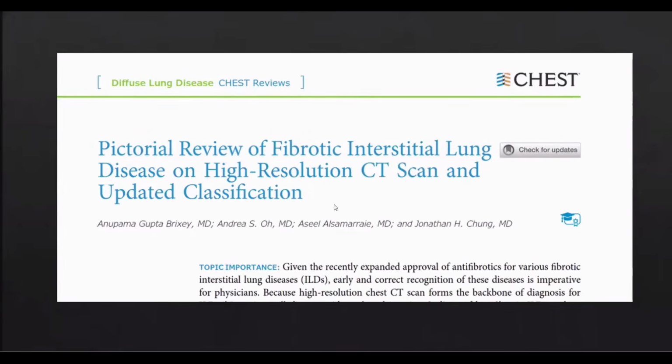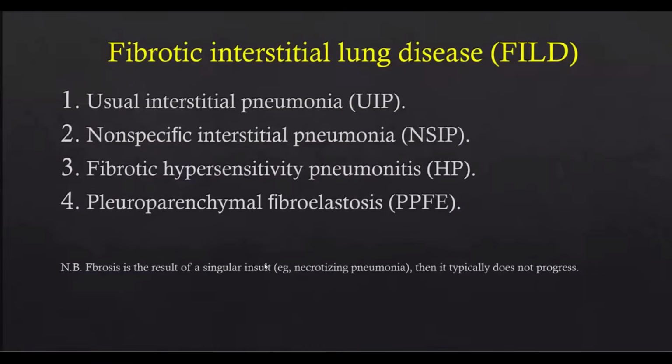This article is very nice to review if you want to review. I reviewed this one. It's very beneficial and informative. Let's focus on our presentation.